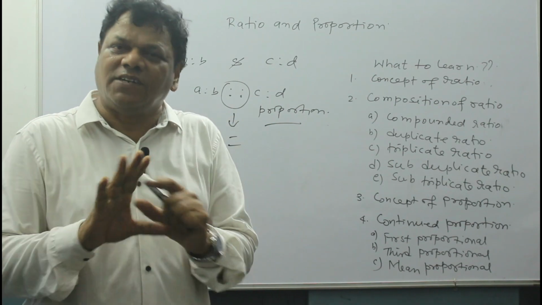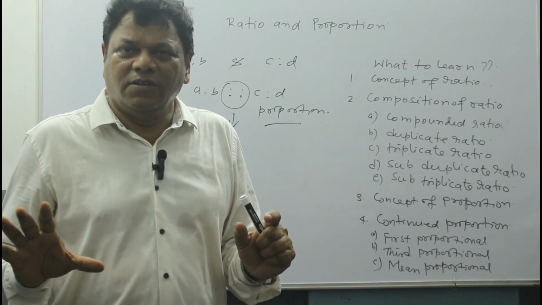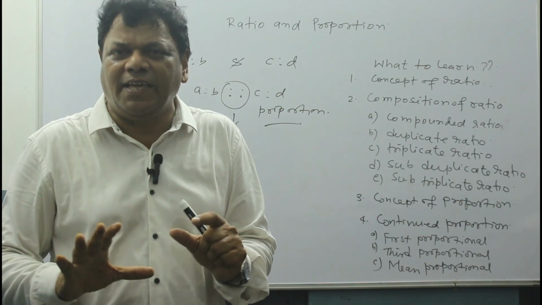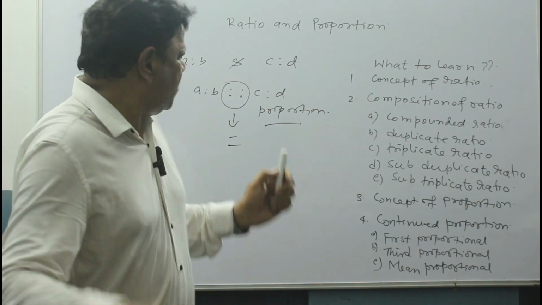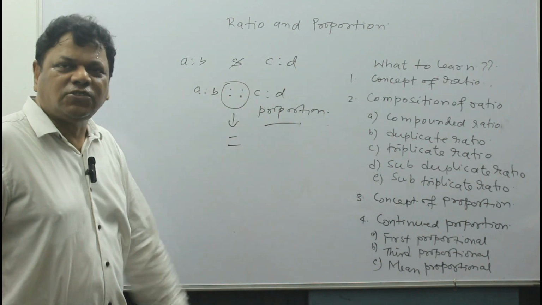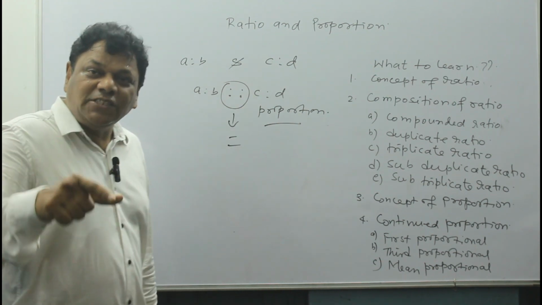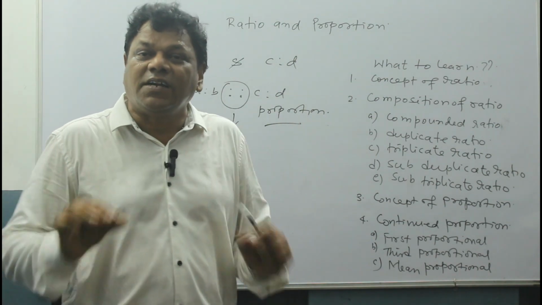Simple terms so that you understand well. A lot of things are given in the book, but in the simplest way, I am explaining to you so that you can understand well. So what is A is to B equal to C is to D? That is proportion. In proportion, there is another term that sometimes comes, continued proportion.